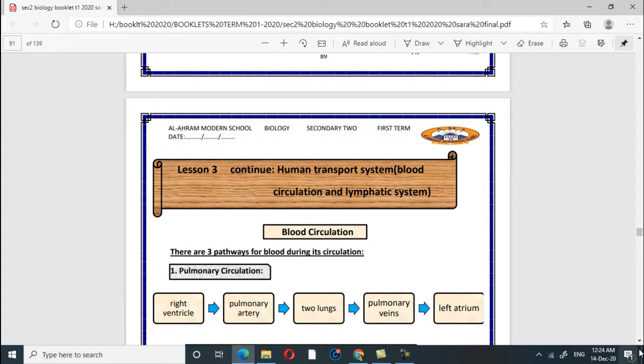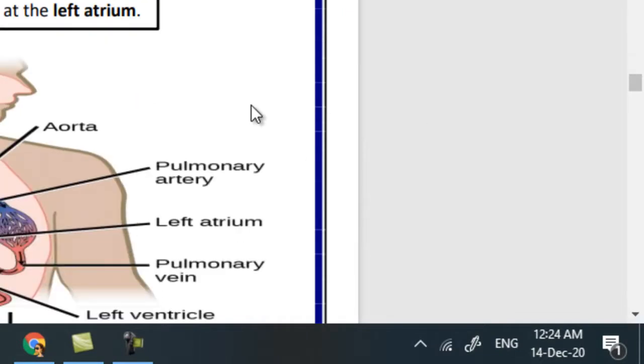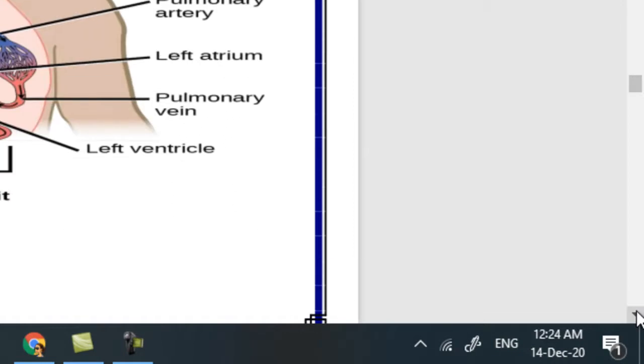Let's start with the first one, which is the pulmonary circulation. Pulmonary circulation means exchange of the blood between the heart and the two lungs. It starts inside the heart with the right ventricle and ends with the left atrium. Let's move with the blood throughout the pulmonary circulation and know the pathway.